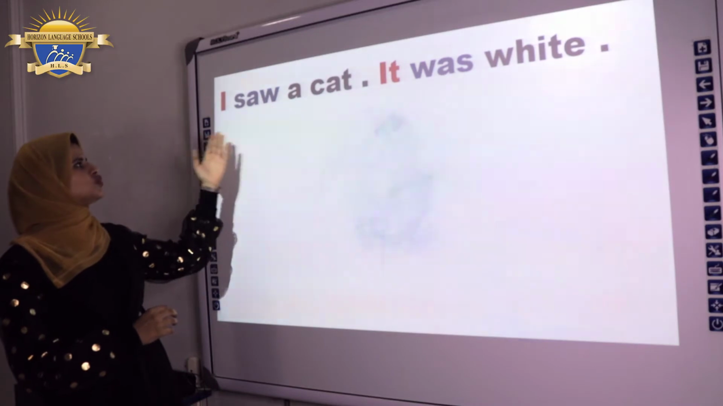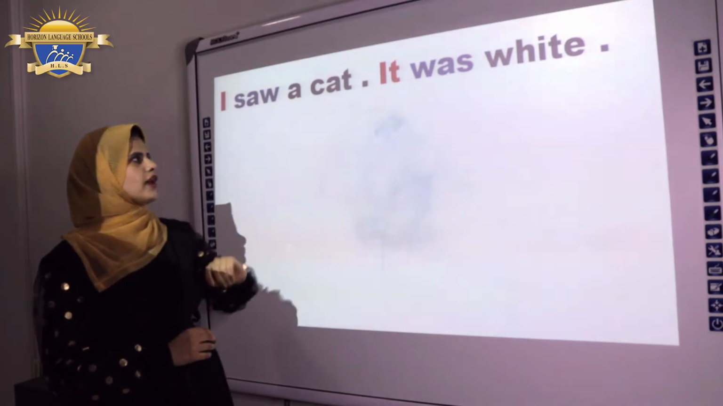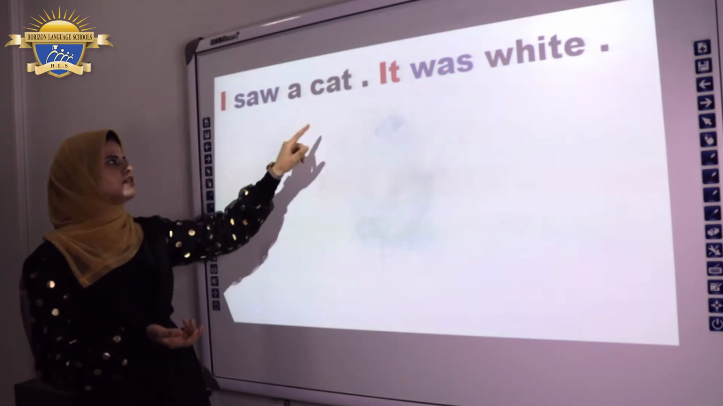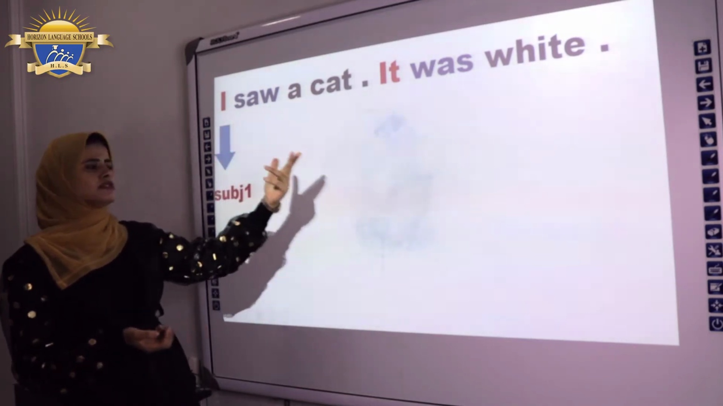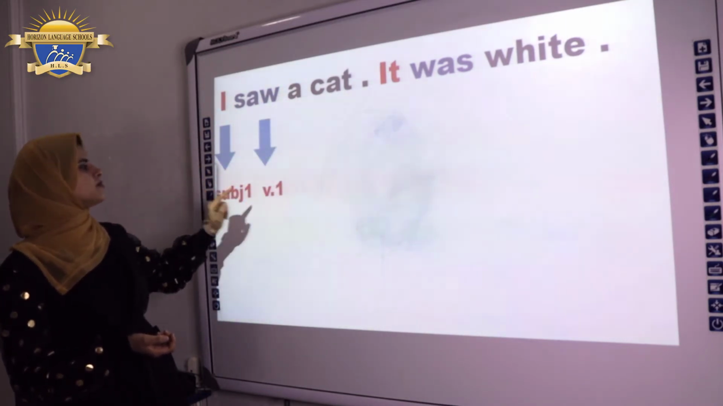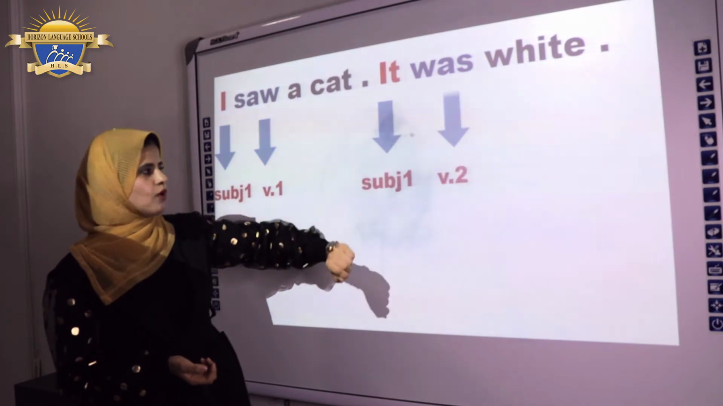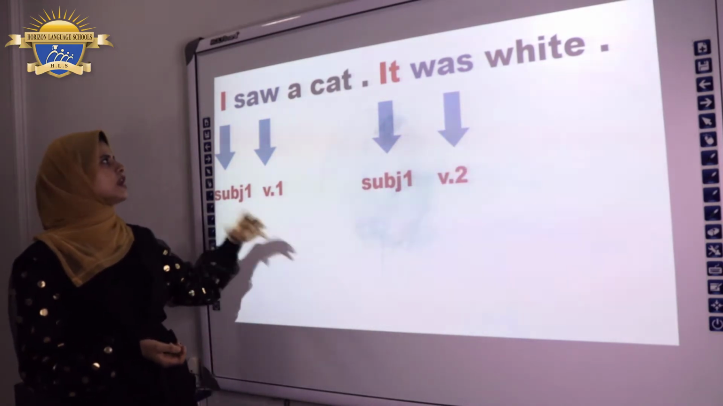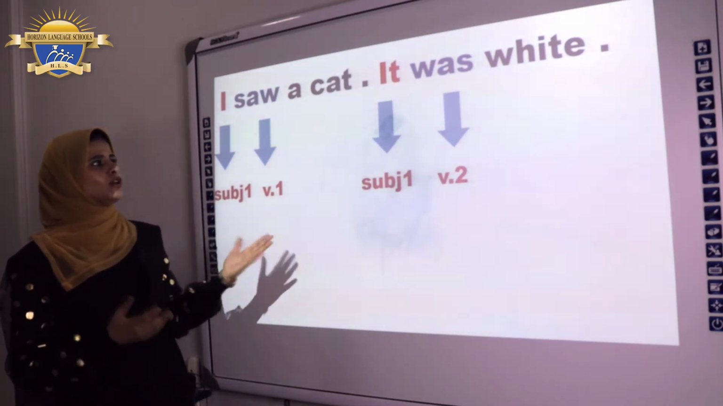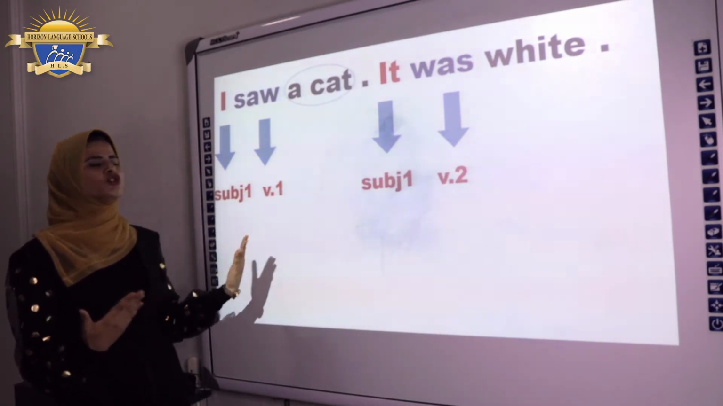This example, I saw a cat. It was white. If I ask you, what was white? The cat. We have two sentences. In the first sentence, the subject is I and the verb is saw. And here the subject is it and the verb was. Each sentence has a subject and a verb. If I ask you what was white, it was the cat. So how can I join the two sentences?